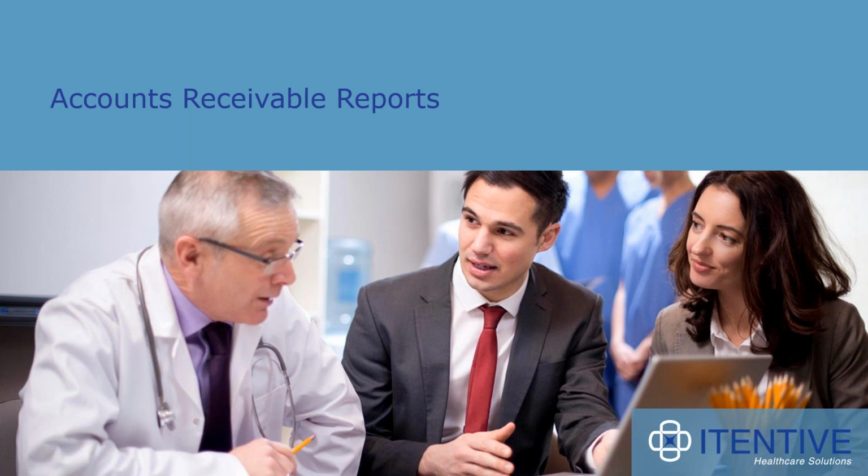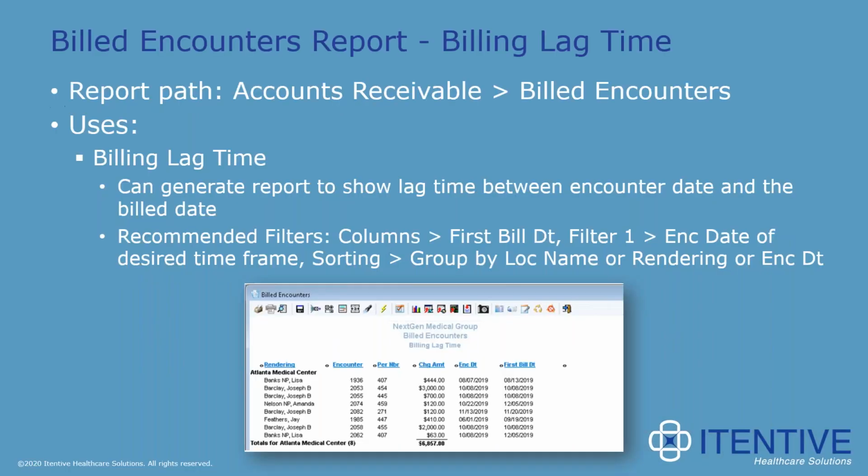So now let's take a look at a few of the reports under the Accounts Receivable category and how you can really use them to your benefit. So the first Accounts Receivable report that we're going to look at is our Billed Encounters report. We typically see this report used to maybe review your billed encounters, and you can see data such as the charge amount, encounter age, things like that.